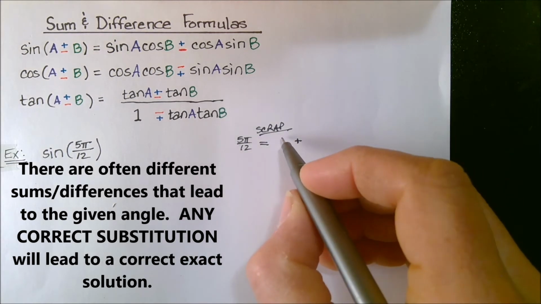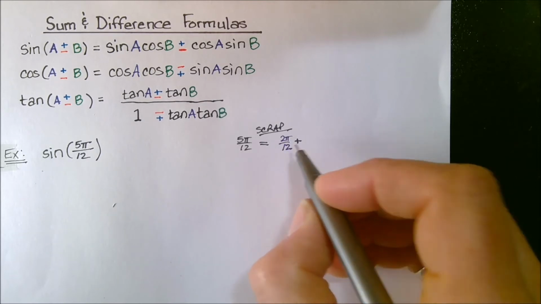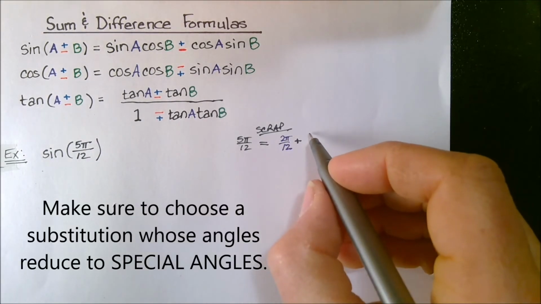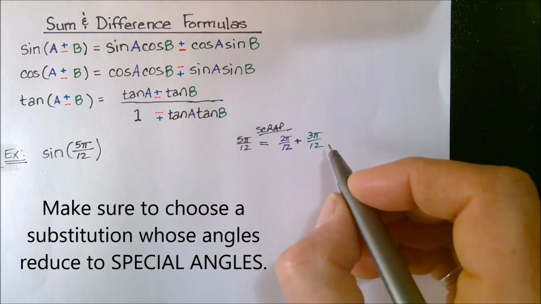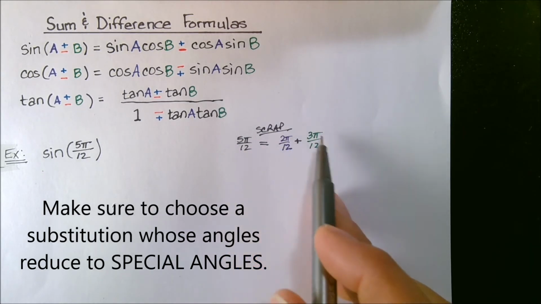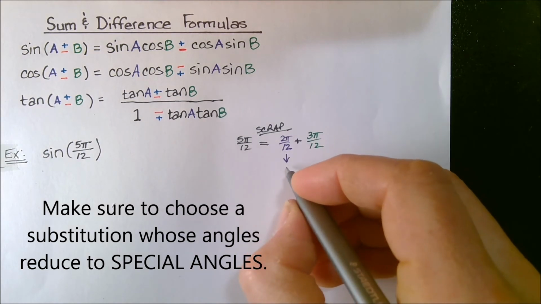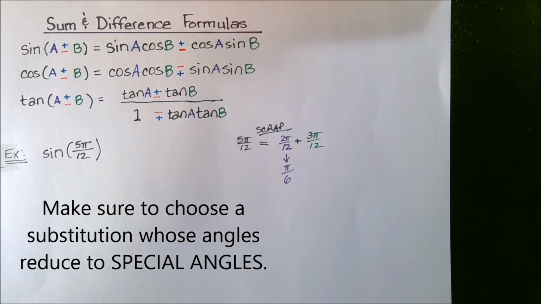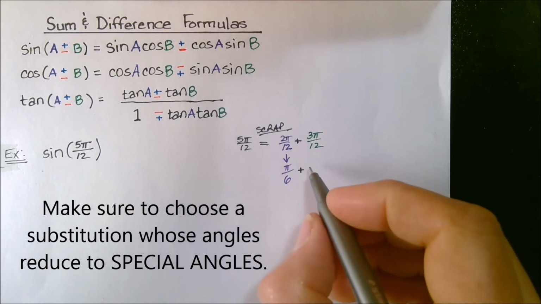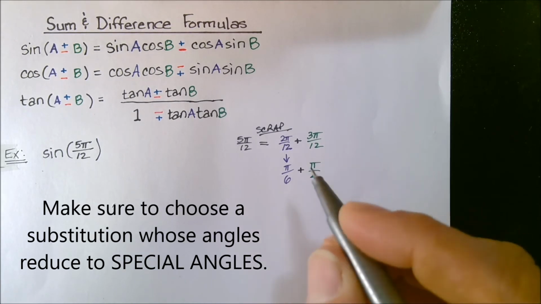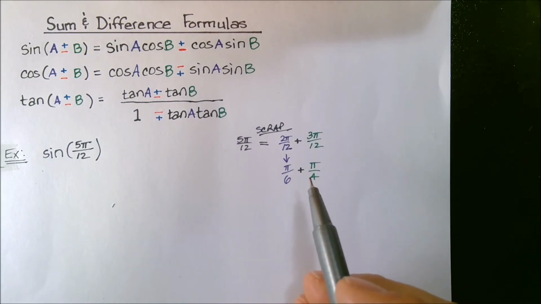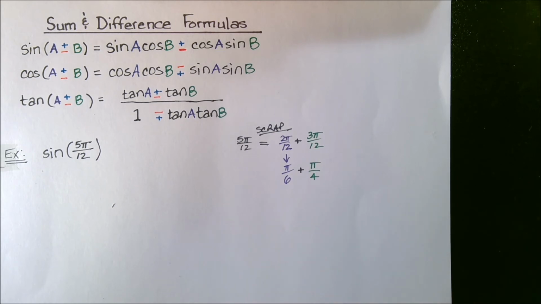And I'm kind of cheating here. I'm saying, look, I know 2 pi over 12 reduces to a special angle. So does 3 pi over 12. So what I've done is I've chosen to unsimplify 5 pi over 12. And the reason for that is I know that 2 pi over 12 is pi over 6, and 3 pi over 12 is pi over 4. So that's my scrap work. Most of the time you're not going to write this out, but it's the first time you're seeing these, so I want it to be clear why I'm doing what I'm doing here.